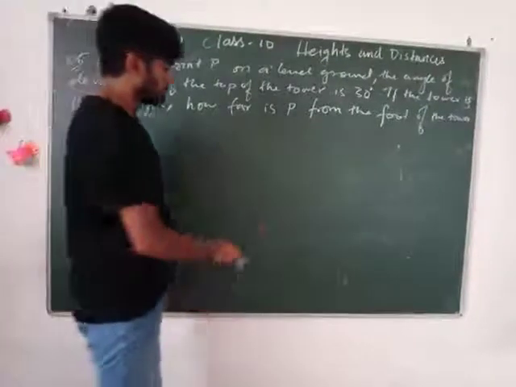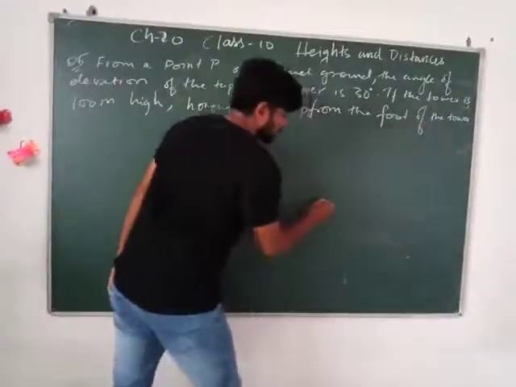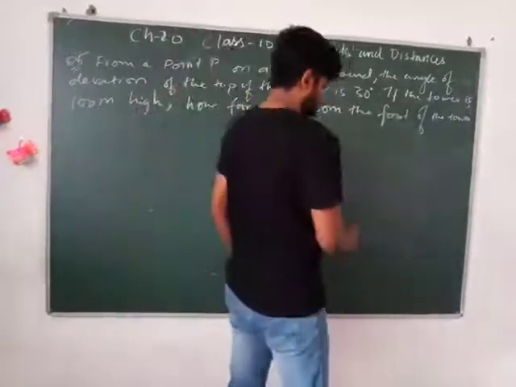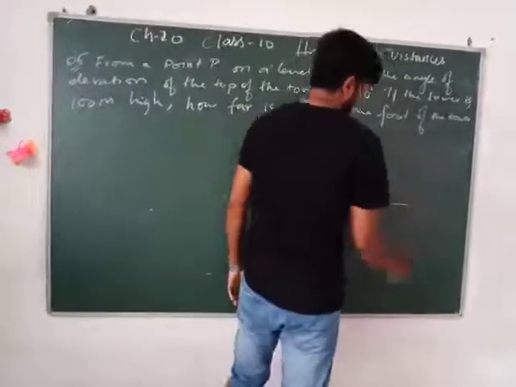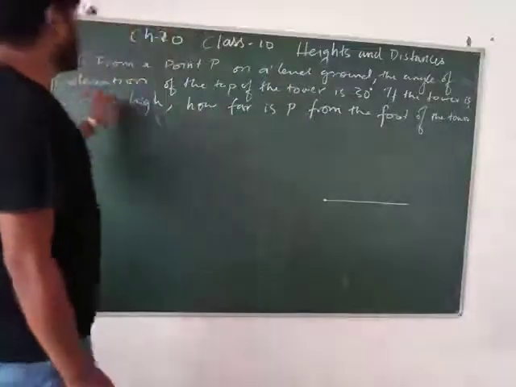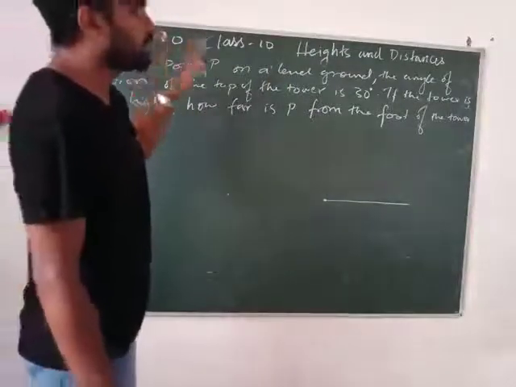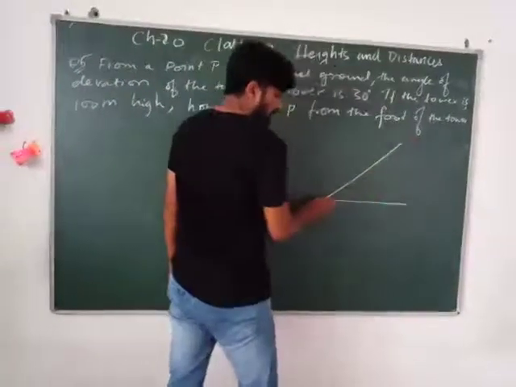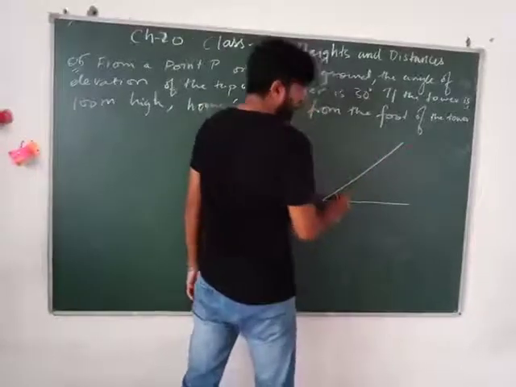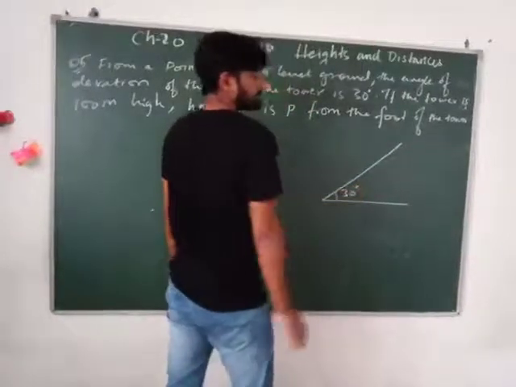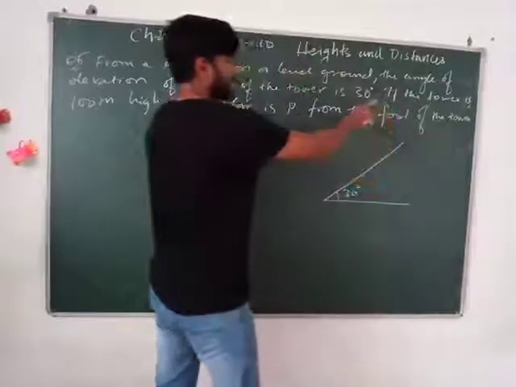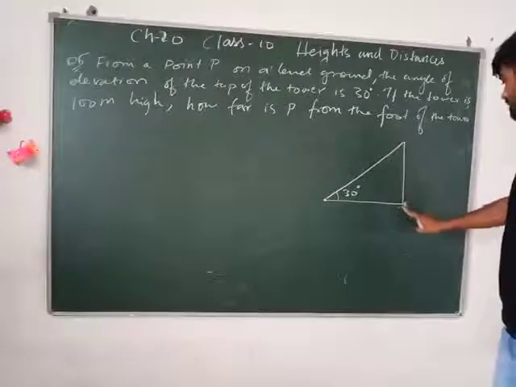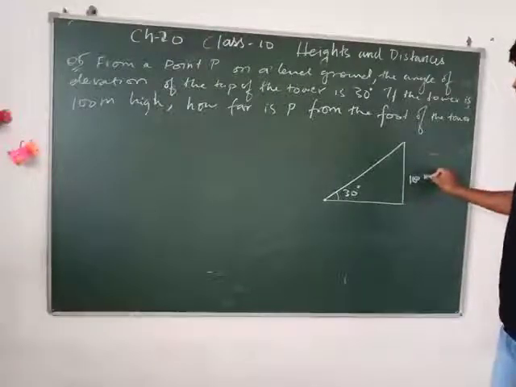From a point P, I have a point P, okay? There's a point P on a level ground. It's the level ground that the point P is on, okay? This is the level ground. The angle of elevation of the top of the tower is 30 degrees. So I am looking at the top of the tower. P point is looking at the top of the tower and the angle of elevation is 30 degrees. Right? And if the tower is 100 meter high, tower is 100 meter high.